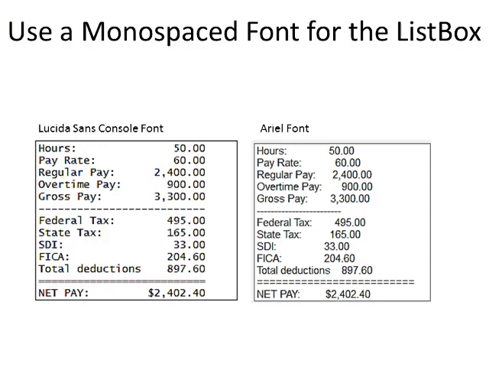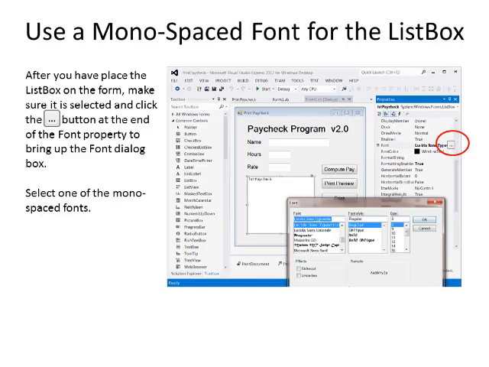We want to use a monospace font for the list box. After you've placed the list box on the form, make sure it's selected and click the button that has the 3 dots at the end of the font property to bring up the font dialog box. Select one of the monospaced fonts.